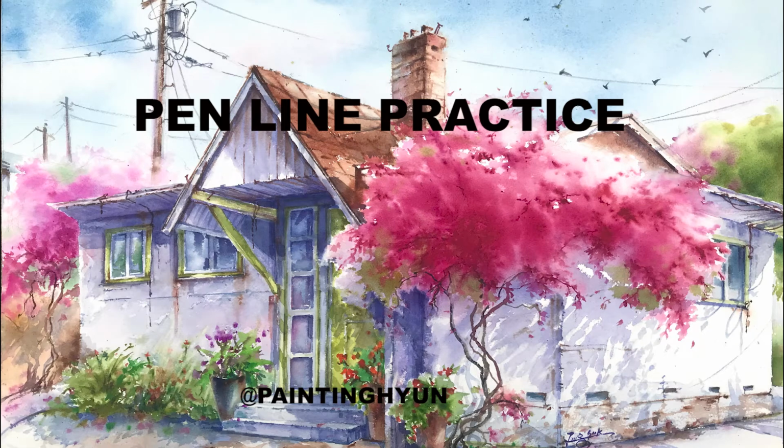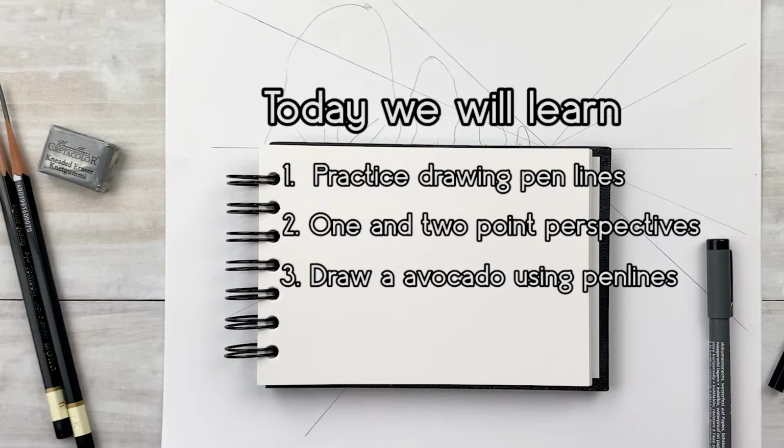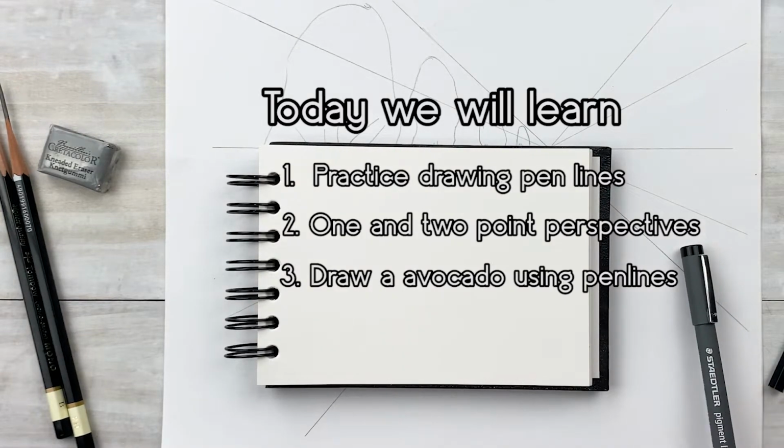Today, chapter 1-2, we're going to learn, first, let's practice drawing pen lines. Second, learn 1 point and 2 point perspective. And then third, we are going to draw an avocado with the pen that we have learned.